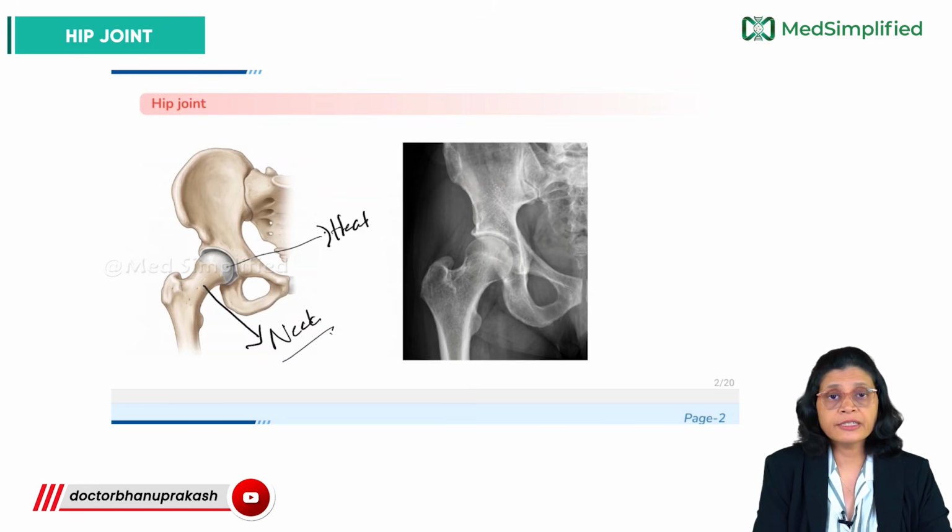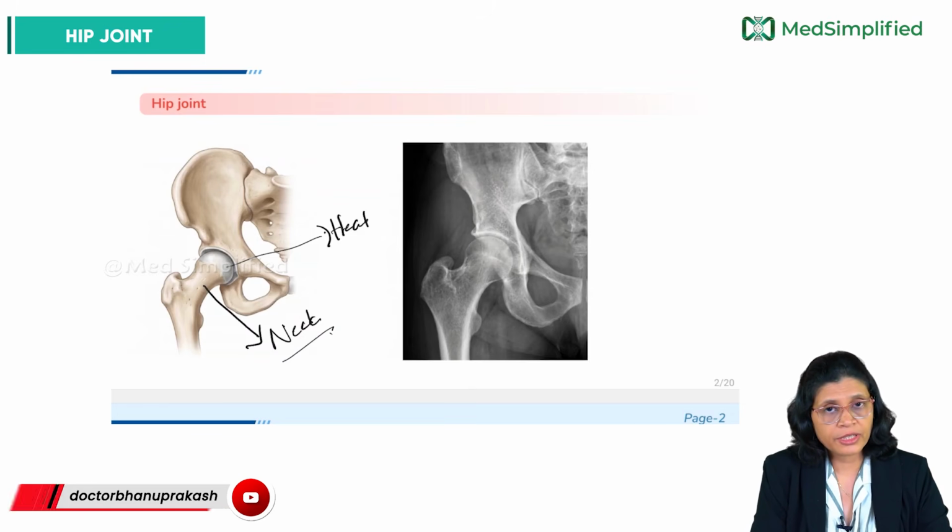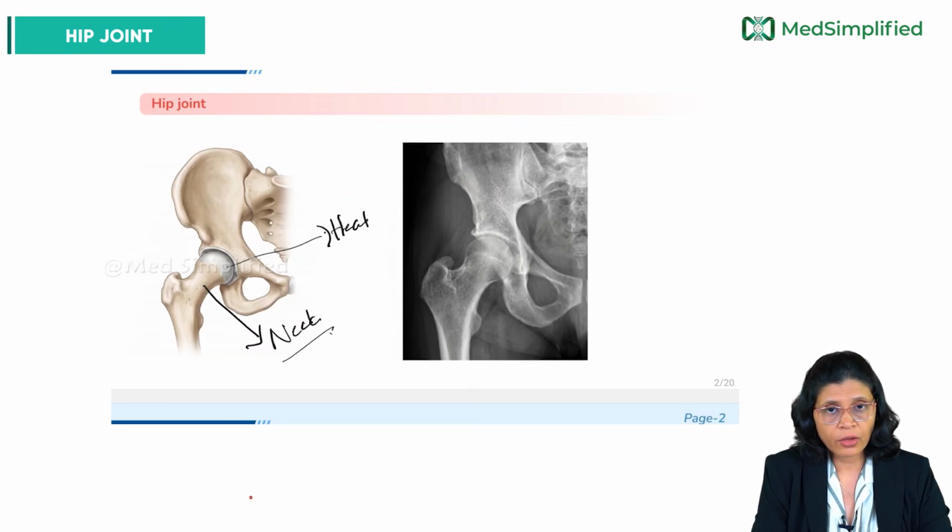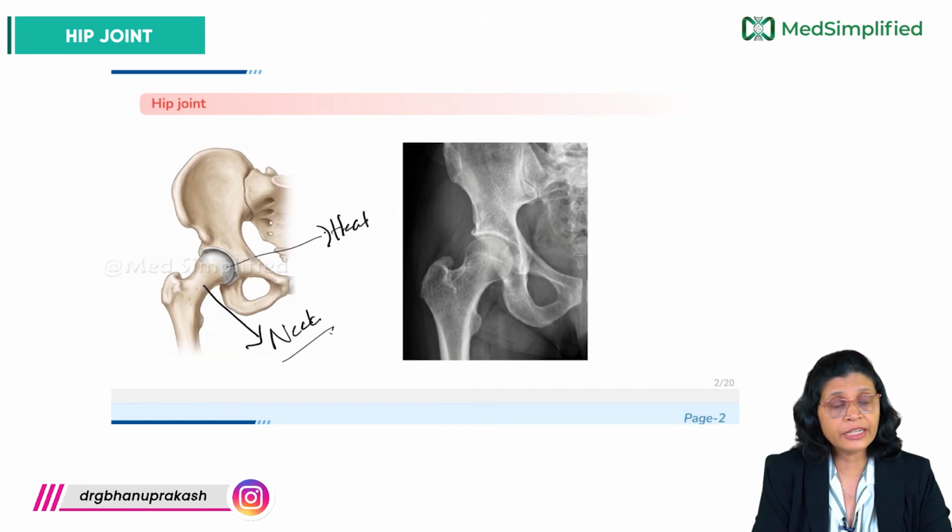It is a multi-axial joint because it allows movements in all directions. There is flexion, extension, medial and lateral rotation, adduction, abduction and circumduction. All types of movements are there, but the range of movement is restricted because it has to maintain our balance during the standing position.